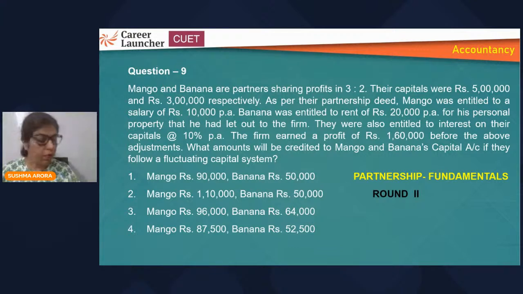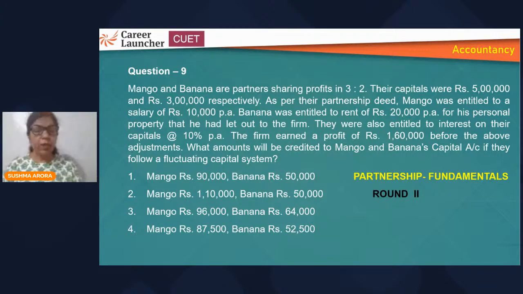Okay. 50,000 will be distributed in 3:2. Clear? Got it? 3:2 means they will get 30,000 and 20,000. Clear, children? Now, the question is, what is the balance in Mango and Banana's capital account, if they follow the fluctuating capital account method?